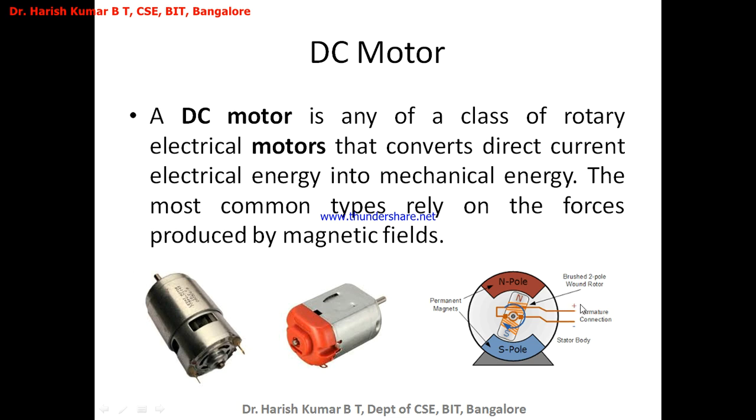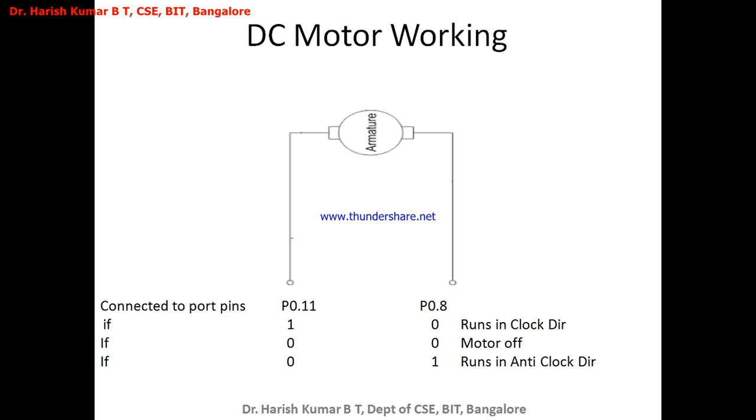And if I change the polarity here, if I make this negative and this positive, it rotates in the anti-clockwise direction. This is how basically the DC motor works. Now, I'm not going to control it just by giving power supply to the DC motor using a cell or a battery. We're going to control this by writing our own program.